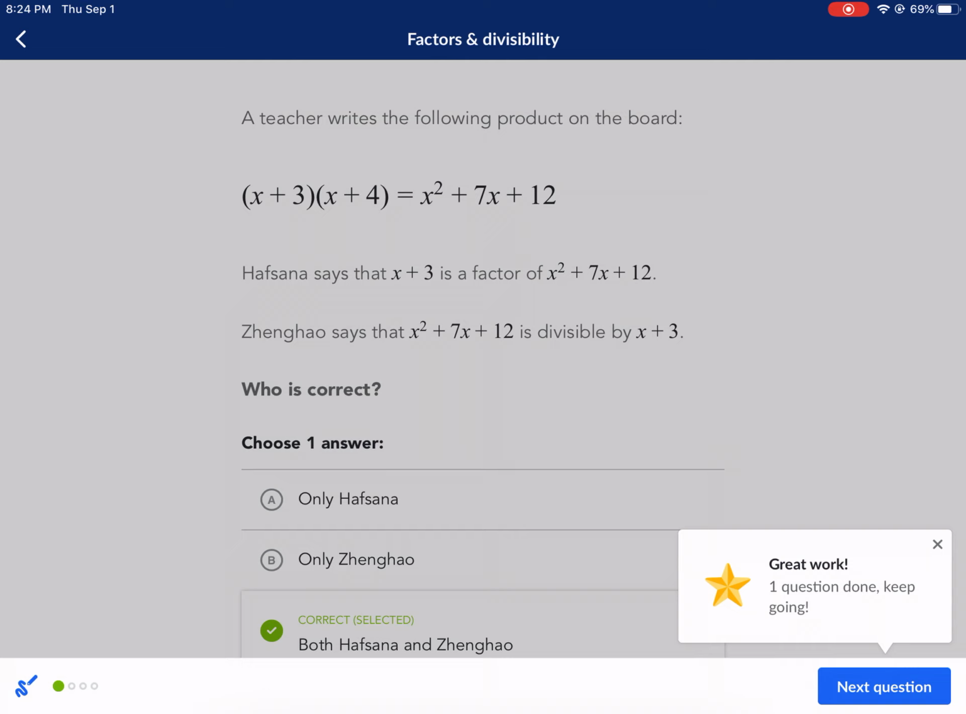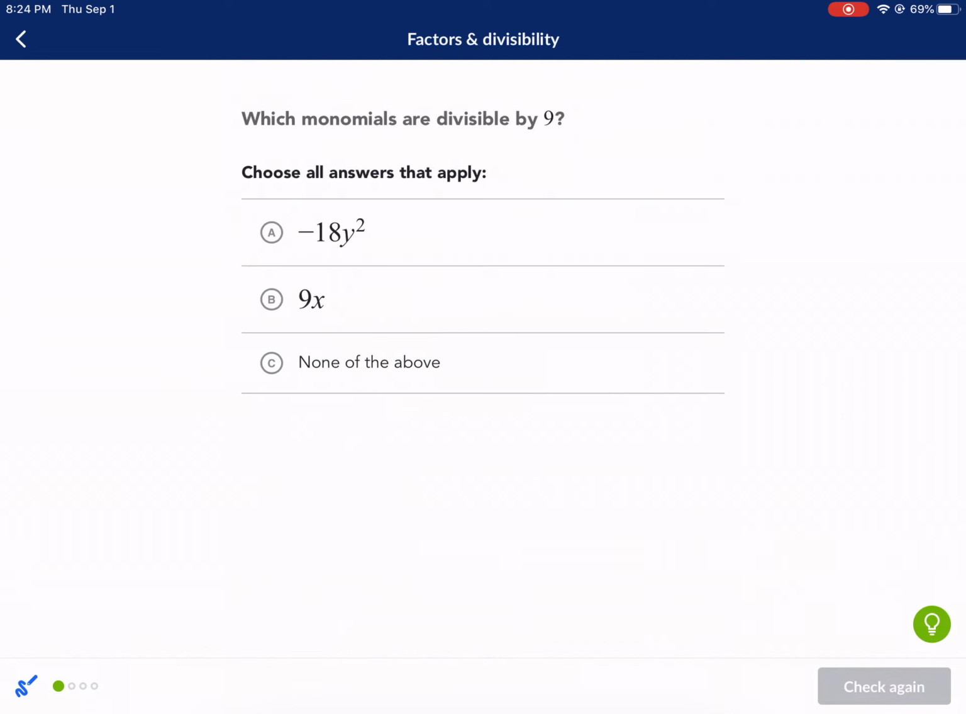Okay, so key difference here, if someone said that x plus 3 is divisible by x squared plus 7x plus 12, that'd be wrong, because that's the wrong order. And hopefully that will come again so I can talk about that. But I've seen questions on this Khan Academy where it reverses it, and see if you can notice the difference.